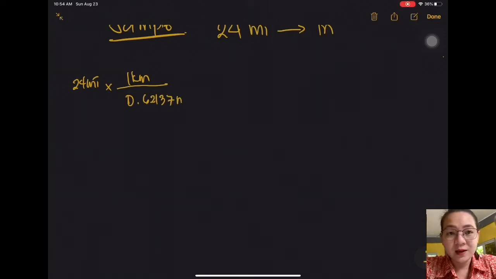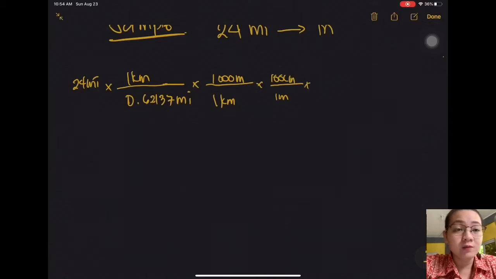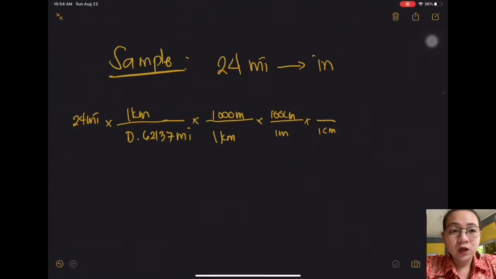0.62137 mile in 1 kilometer. Multiply by how many meters are there in a kilometer. So we have 1,000 meters. And how many centimeters do we have in a meter? 1 meter is equivalent to 100 centimeters. Then 2.54 centimeters is equivalent to 1 inch.